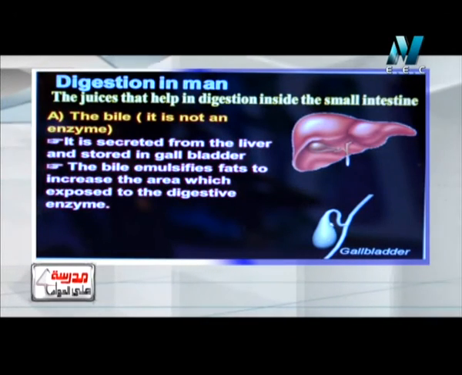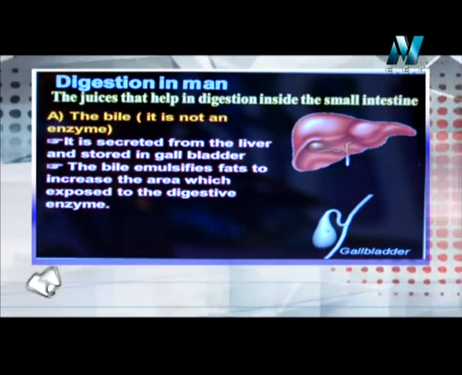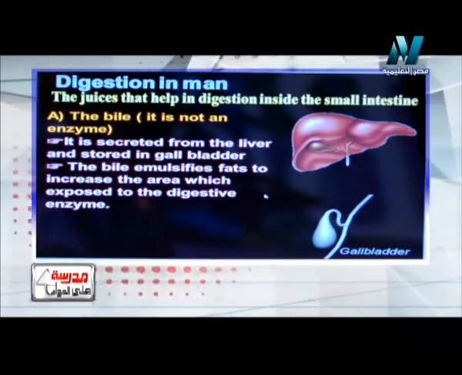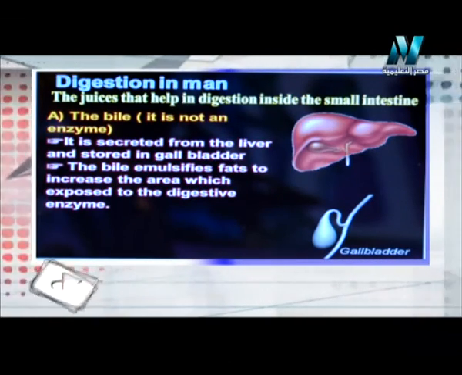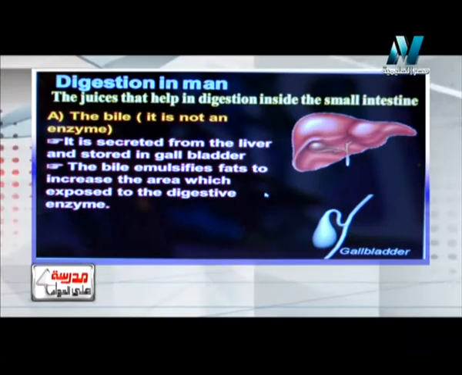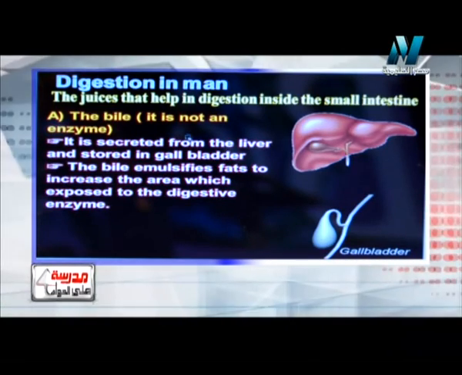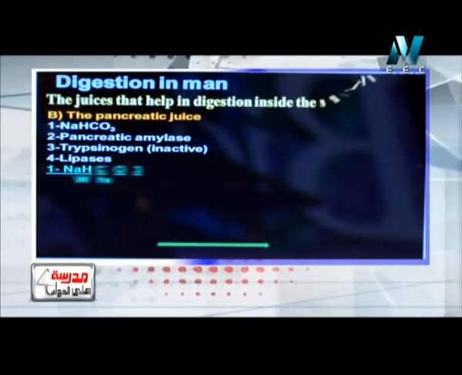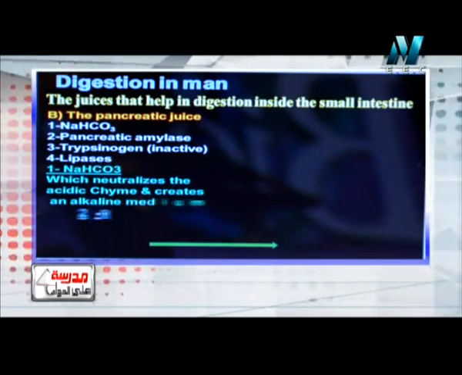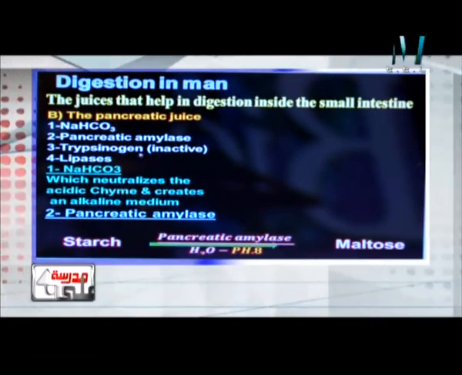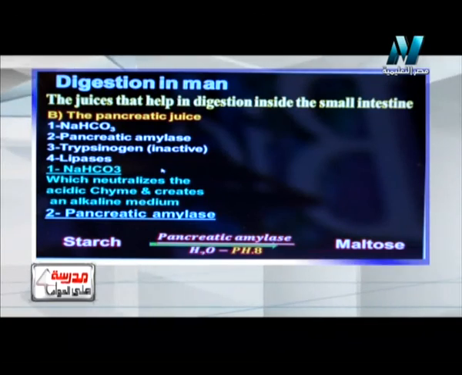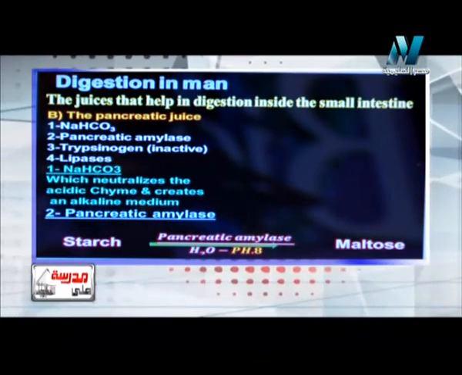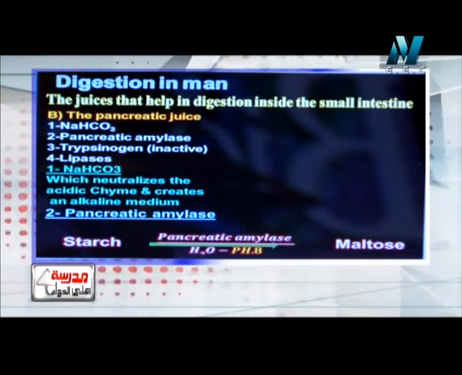So nobody should say that the gallbladder is responsible for the secretion of the bile juice, but the bile juice is secreted by the liver and stored inside the gallbladder. The bile changes fats into emulsified fats by breaking the fats into small pieces to increase the area exposed to the enzyme. But the enzyme which digests the fats is lipase, which is secreted from the pancreas, and changes the fats into fatty acids and glycerol.